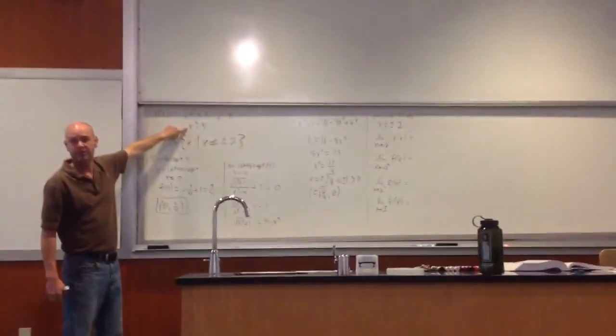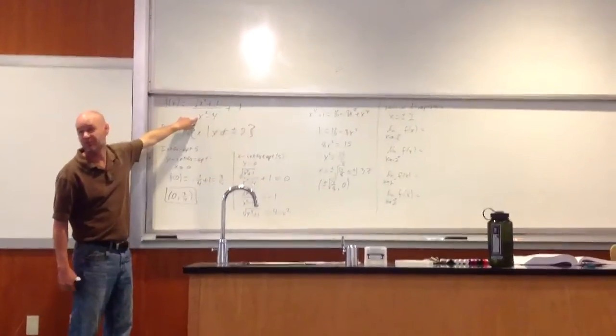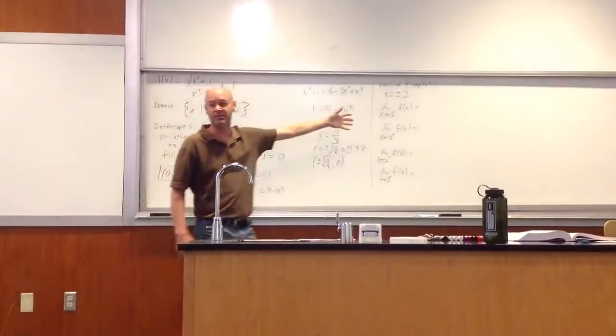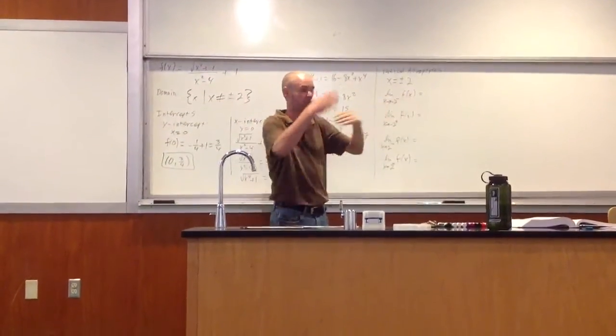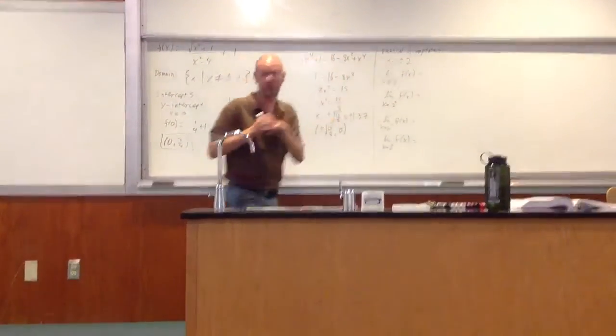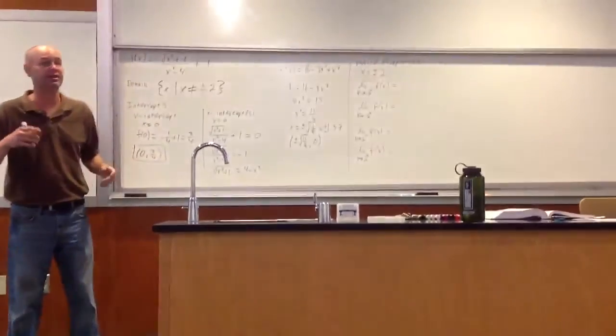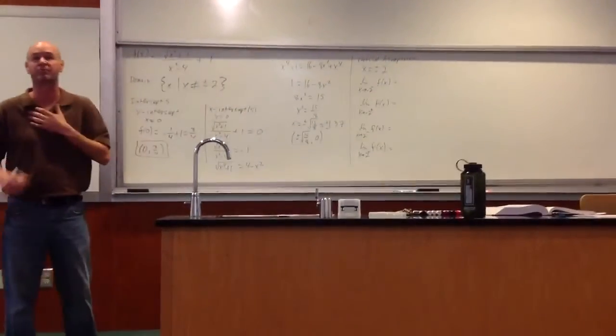Squared is what? 9. 9 minus 4, that's positive, right? We know there are going to be infinities, right? Because we can't divide by it, so for sure we're going to get infinity there. Is it going to negative infinity or positive infinity? That's going to help us with the graph.